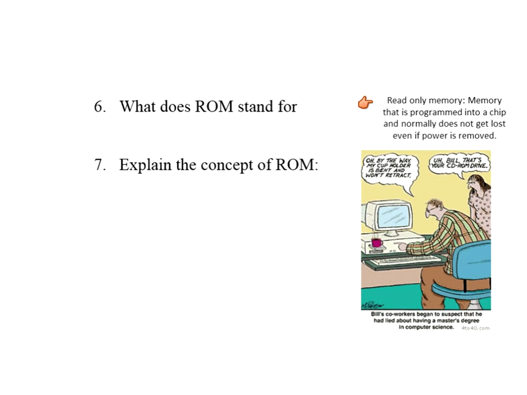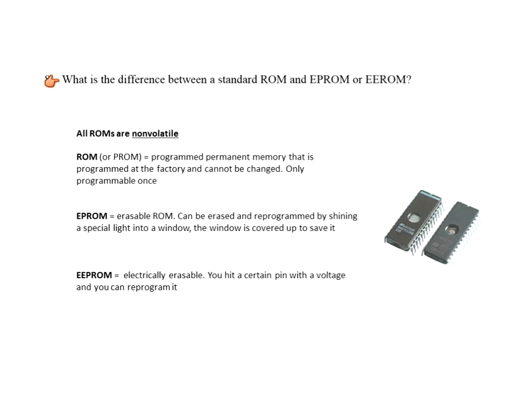Now, you're going to learn there's different kinds of ROM. What is the difference between ROM, PROM, EPROM, and EEPROM? Well, here's the difference. ROM, or programmable read-only memory, which is typically the same thing, these are programmed at the factory. It's permanent memory that is programmed at the factory and cannot be changed.